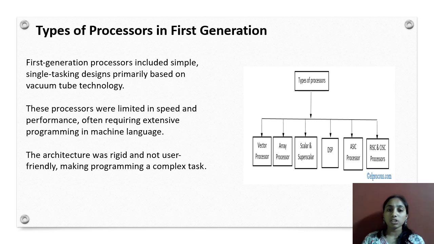And then the types of the processors. First generation processors included simple single-tasking designs primarily based on vacuum tube technologies. We know that vacuum tubes are the first generation computers' memory spaces. These processors were limited in speed and performance, often requiring extensive programming in machine languages. The architecture was rigid and not user friendly, making programming a complex task. These are the types of the processors: vector processors, array processors, scalar and superscalar processors, DSP processors, ASIC processors and RISC and CISC processors.